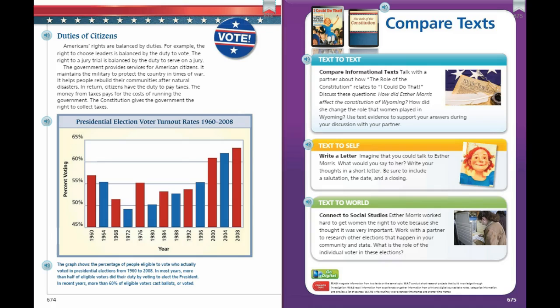Now turn and look at page 675. You are going to choose one of these three connections. Either text to text, where you're going to compare informational texts; text to self, where you will write a letter imagining that you could talk to Esther Morris; or text to world, where you connect to social studies and research other elections that happen in your community and state, and what the role of the individual voter is. So you're going to do a little bit of research on that and connect it to social studies. You can choose one of these three.